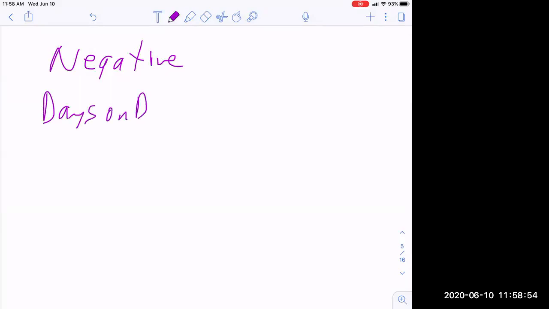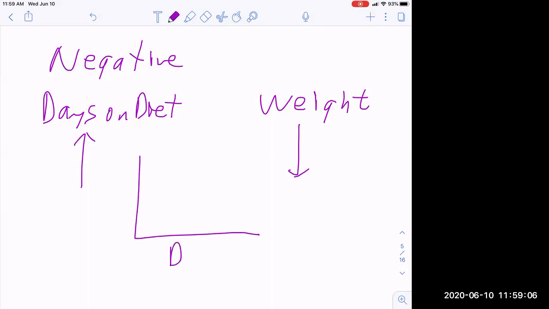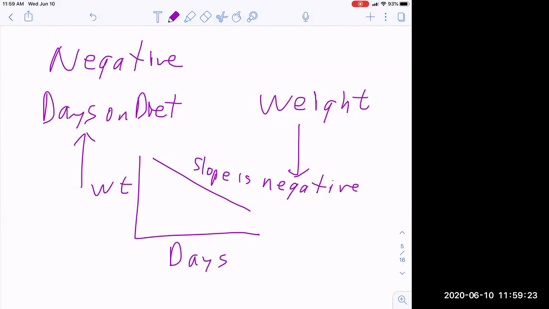Okay, let's look at negative correlation. How about days on a diet and your weight? Hopefully, the more days you're on a diet, your weight is going down. So here we would have days, here we would have weight, and we have a negative correlation. Notice here that the slope of this line is negative. And on the other one, it was positive.